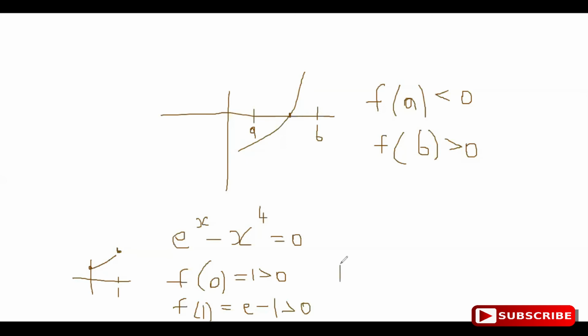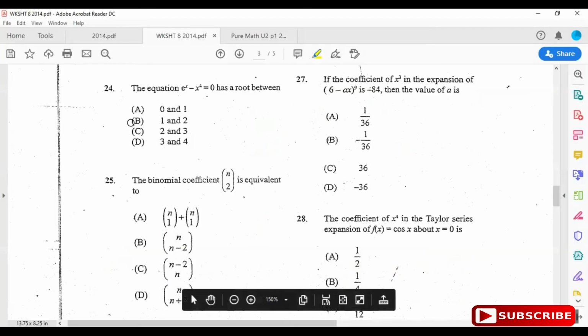All right, so next we need f of 2. F of 2 is going to be equal to e squared minus 2 to the 4th power. E squared is 8 point something minus 2 to the 4th power, which is 16. That's less than 0. And so since f of 1 is greater than 0 and f of 2 is less than 0, the root lies between 1 and 2. So the root, let's call it alpha, lies between 1 and 2. That's the interval where the root lies.